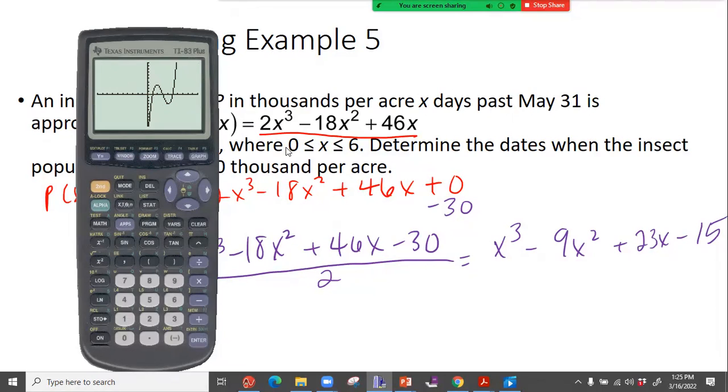It only tells me I only want to look between what x values? 0 and 6, right? So I'm going to change my window so that my minimum x is 0. And I'm going to put 7, not 6, just so I can have a little wiggle room. And bam, can I clearly see where it crosses the x-axis? Do you see them? Yes. If you do not see them, you can press second, trace, and there's the option to find your zeros.